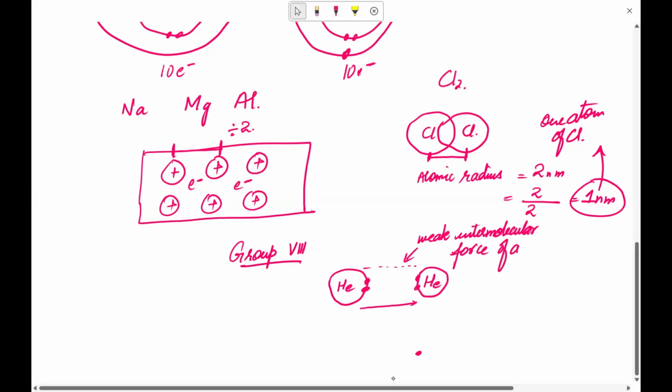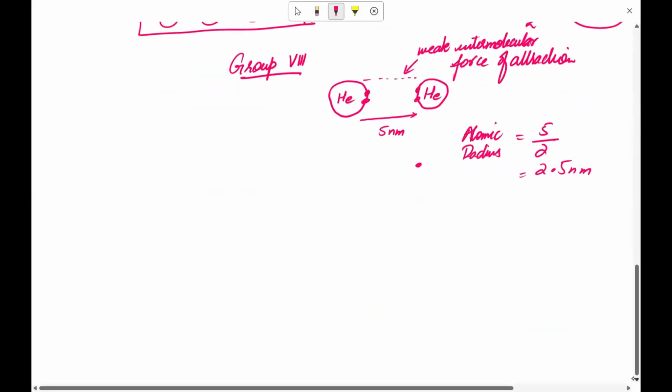Now, what is going to happen if we have to find its atomic radius? For example, the distance between them is 5 nanometer. If we want to find the atomic radius, we divide 5 by 2, and that is 2.5 nanometer. Is that clear? Okay. So in this way, you have come to know that the atomic radius for noble gases becomes quite high because of these weak intermolecular forces of attraction.